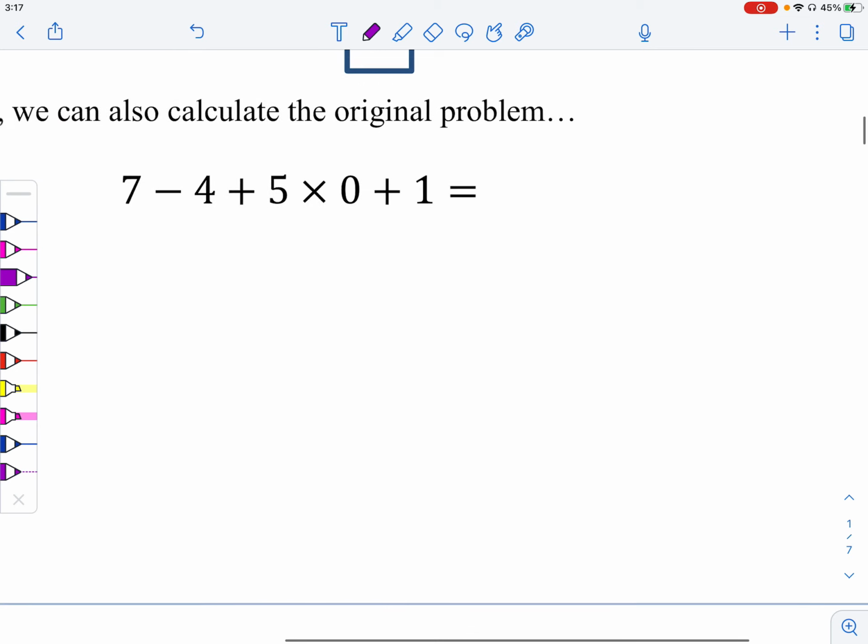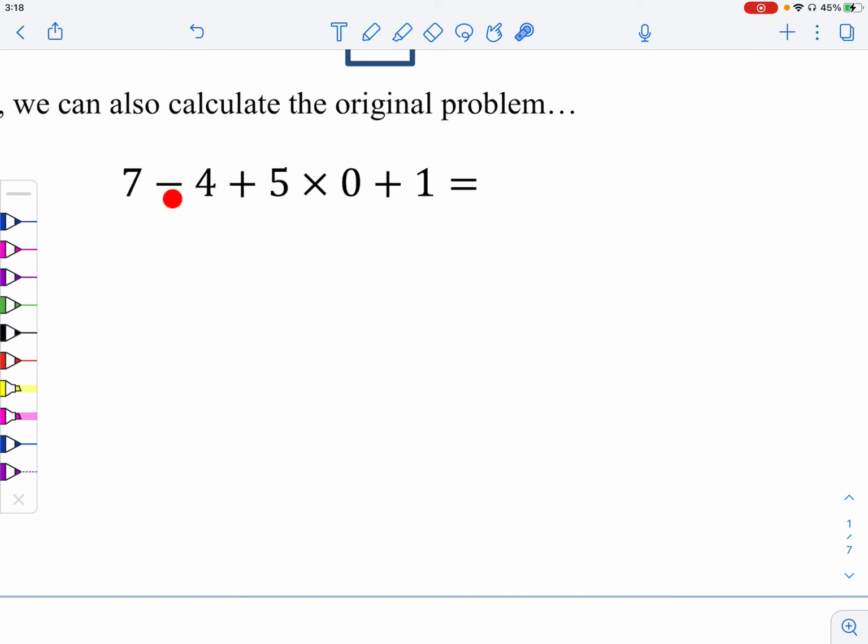Okay, use the next one. This problem here, we have subtraction, addition, multiplication, and addition. According to PEMDAS, P, parentheses: there's none, so we don't need to do that. Exponent: there's no exponent, none. Then we go to multiply or divide. We do have a multiply, so we can do that first.